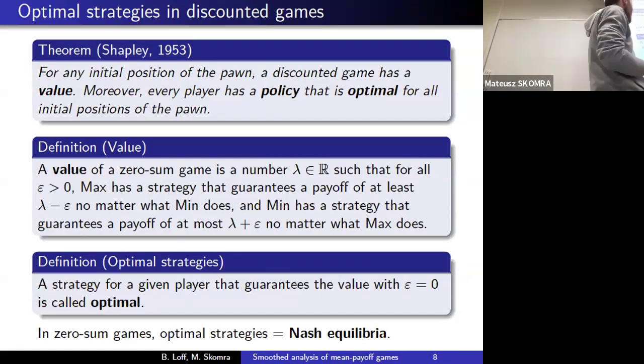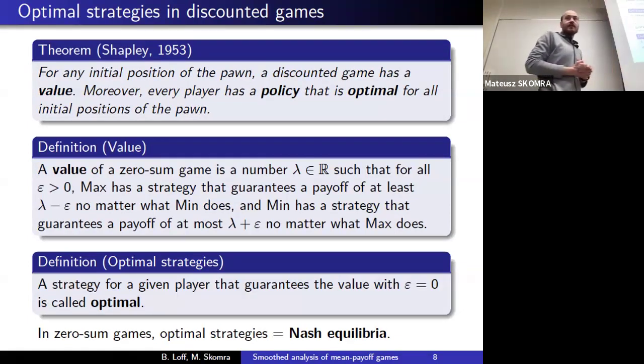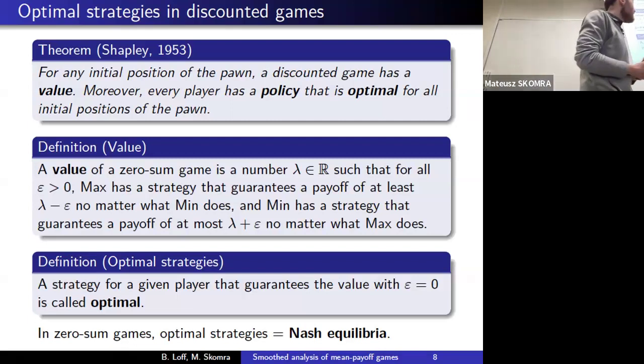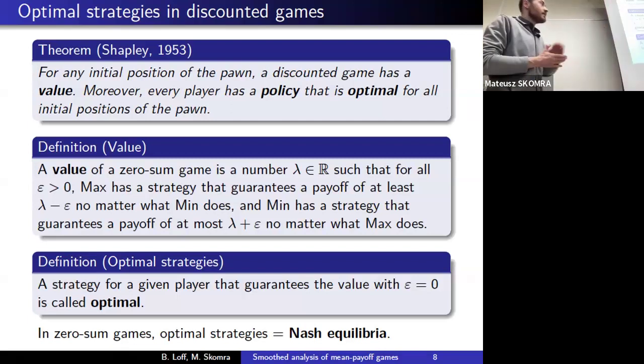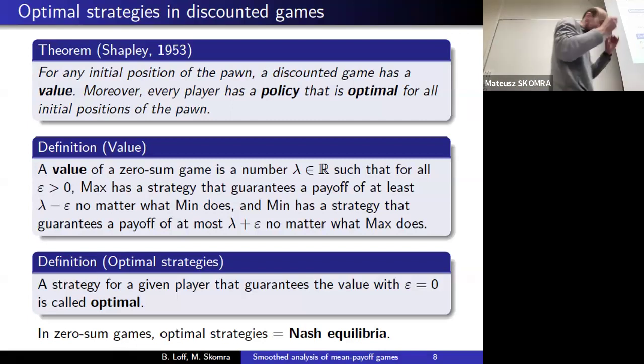Okay, and now what it means for a strategy to be optimal. We say that a strategy is optimal if it guarantees the value exactly, with epsilon equal to zero. So a player has an optimal strategy if they can guarantee the value exactly, without any error.